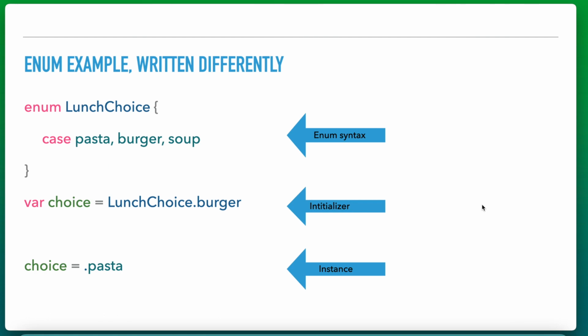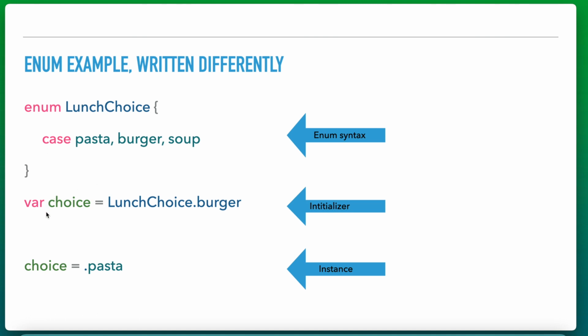Here's the same enumeration example, but it's written a little differently. We still have the enum keyword. Lunch choice is the name of our enumeration, and then inside the body of our enumeration are still our three cases. But this time we have the case keyword with all three options separated by commas. Both are correct. You can choose either.